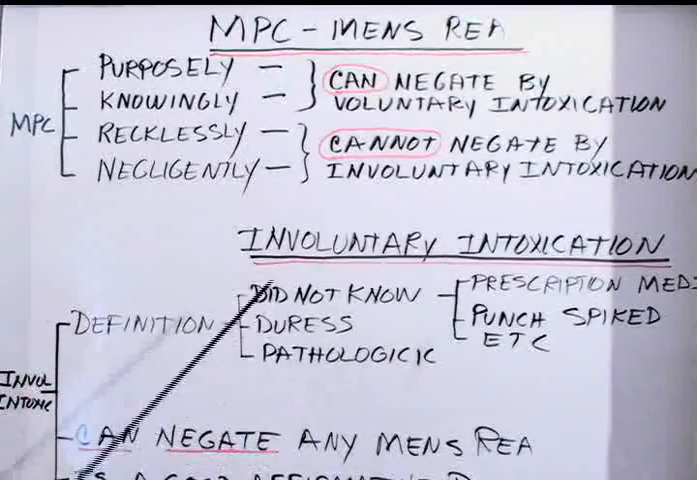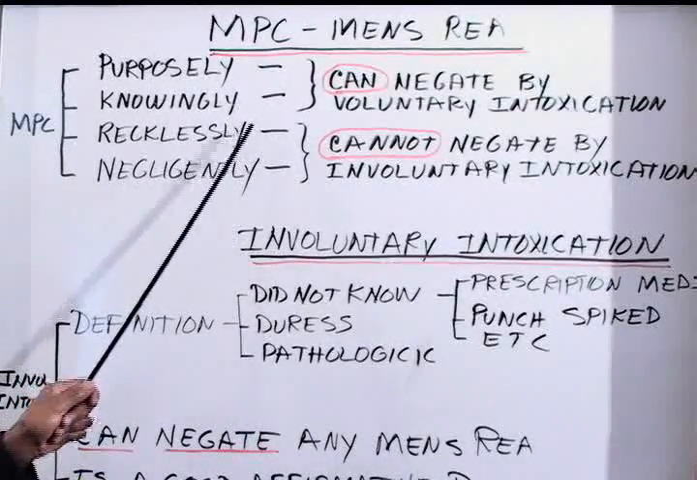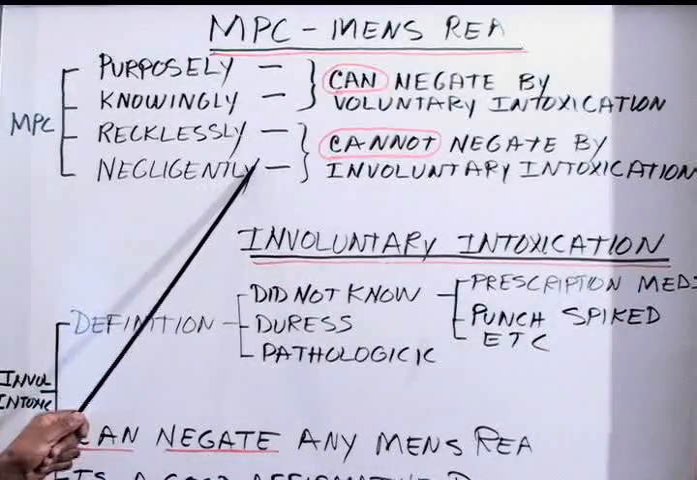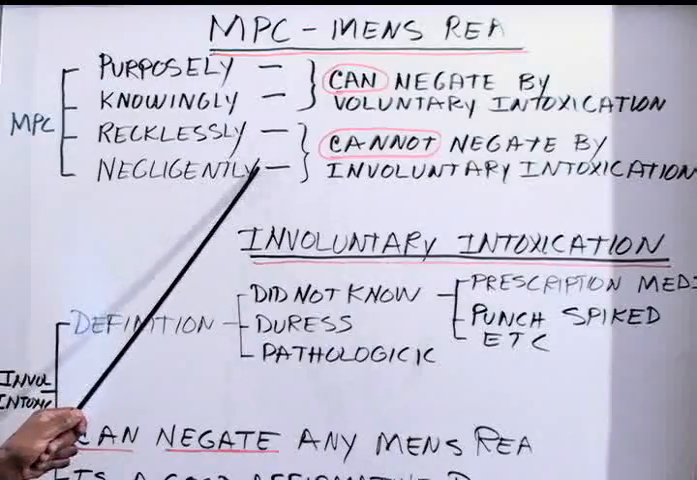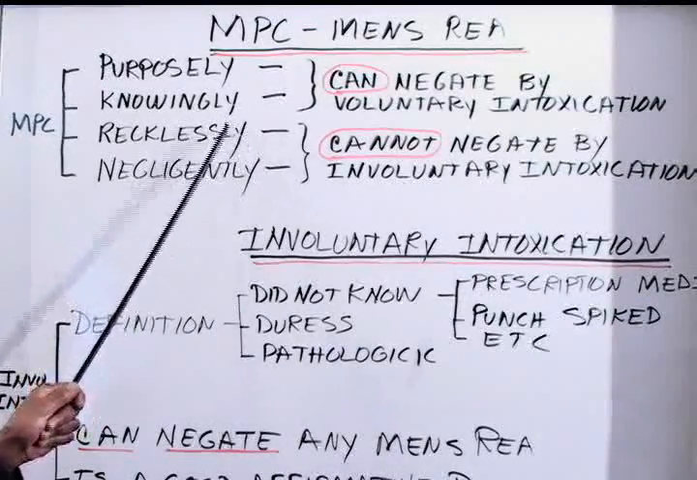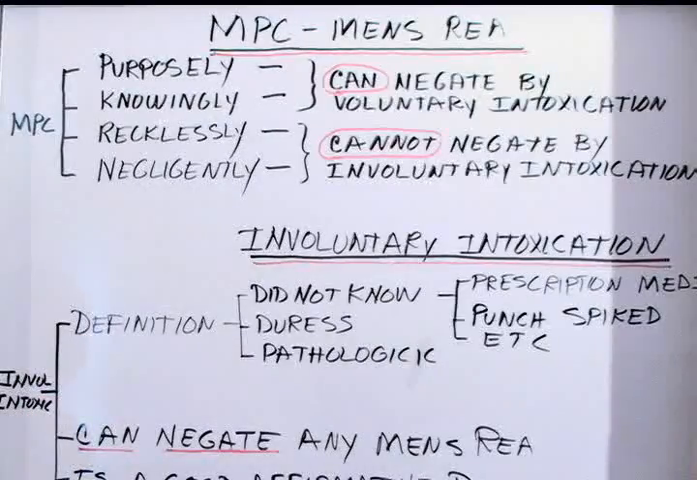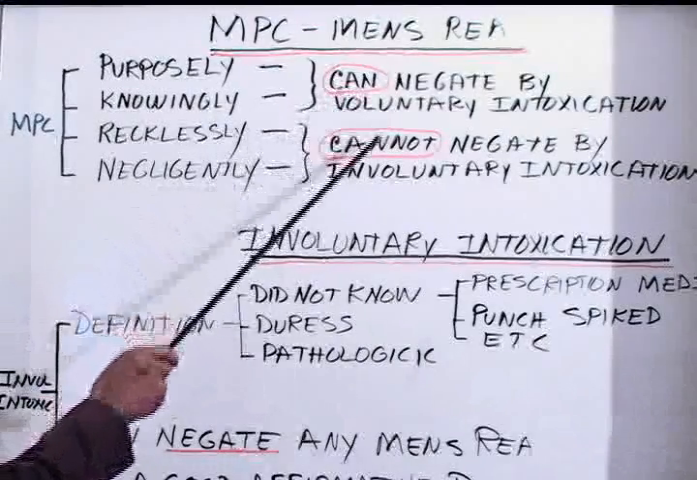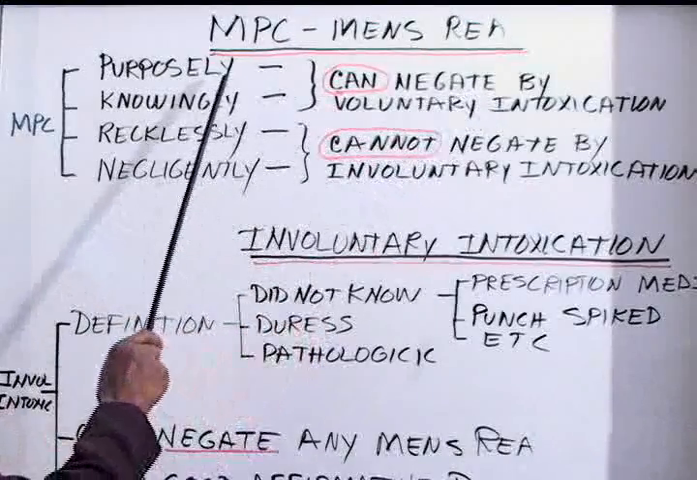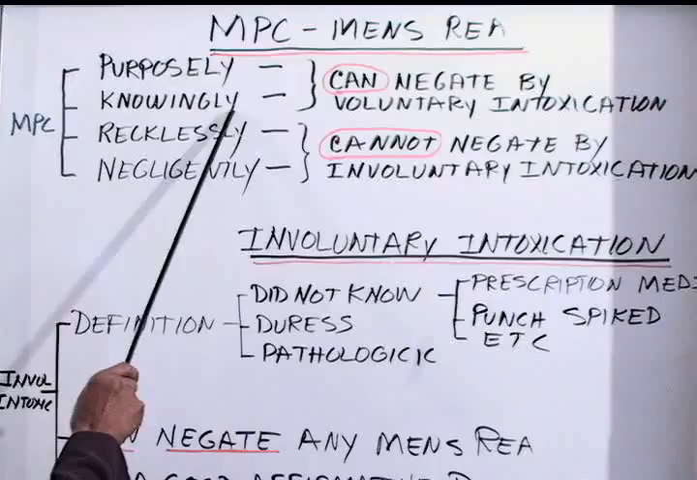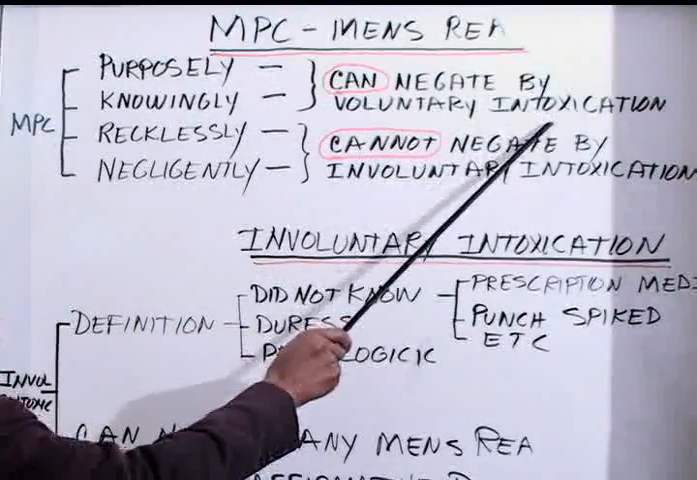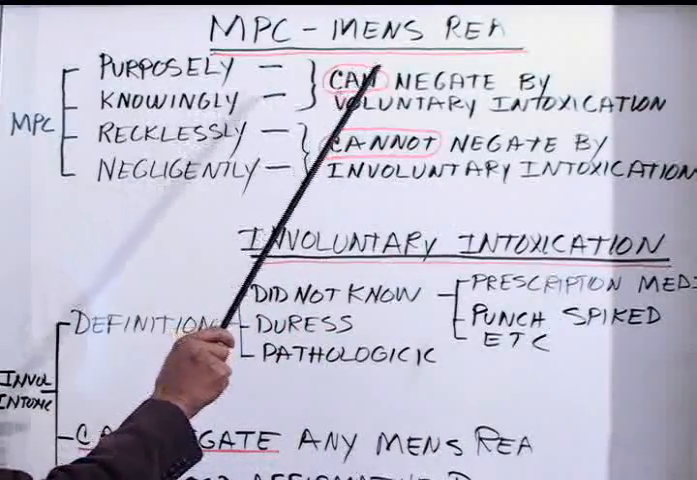Recklessly, we know about, ignoring the risk of high risk of great bodily harm or death, and negligently. Now, most of the time, you can't get a crime out of negligence, but there's some situations where you can. But recklessly, you can get crimes out of that. We'll come back and talk more about these comments here, that you can negate purposely and knowingly. You can negate either of those by voluntary intoxication.